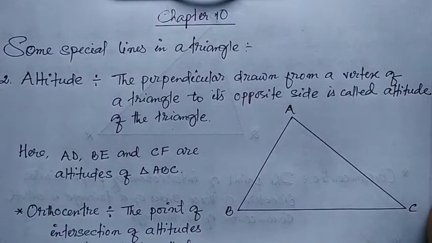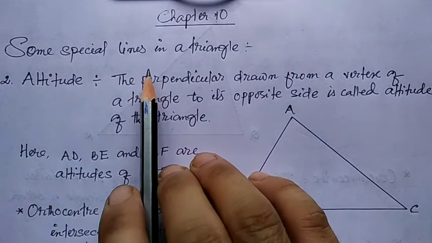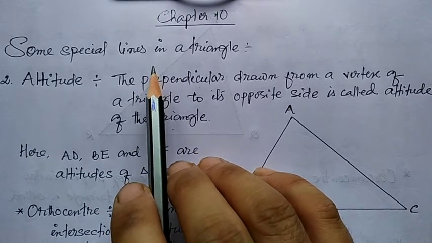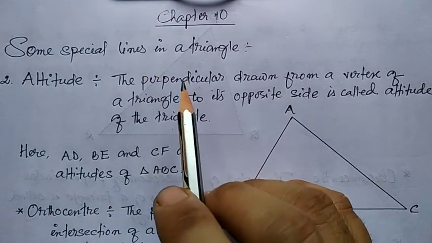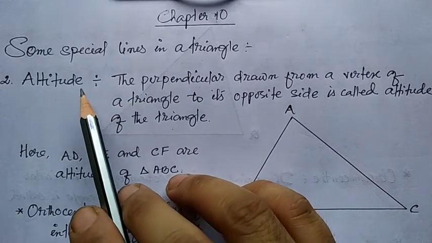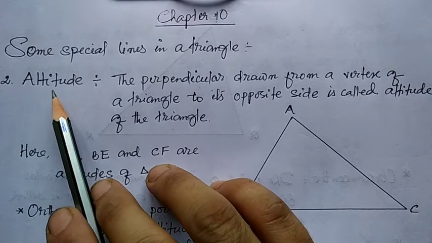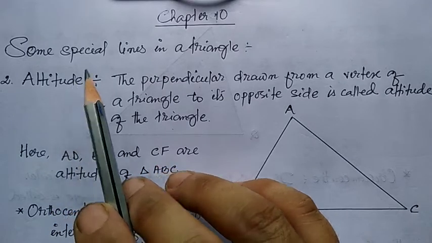This is the third MS2 online class for 7th standard of Berlin Baptist Academy. We are continuing the same chapter, chapter 10. And in the last class, we started some special lines in a triangle. The first one that you learned in the last class was median. And today, the second special line in a triangle is altitude. Today, we are going to learn about this altitude.